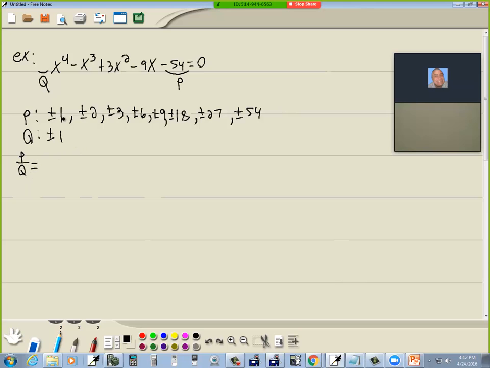Now to save a little bit of space, I'll just say it. P over q: 1 over 1 is 1. 2 over 1 is 2. 3 over 1 is 3. 6 over 1 is 6. 9 over 1 is 9. 18 over 1 is 18. 27 over 1 is 27. 54 over 1 is 54. And these are all of our possible answers. So first, I'm going to start with, I don't know, negative 1, and I want to plug those into synthetic division.